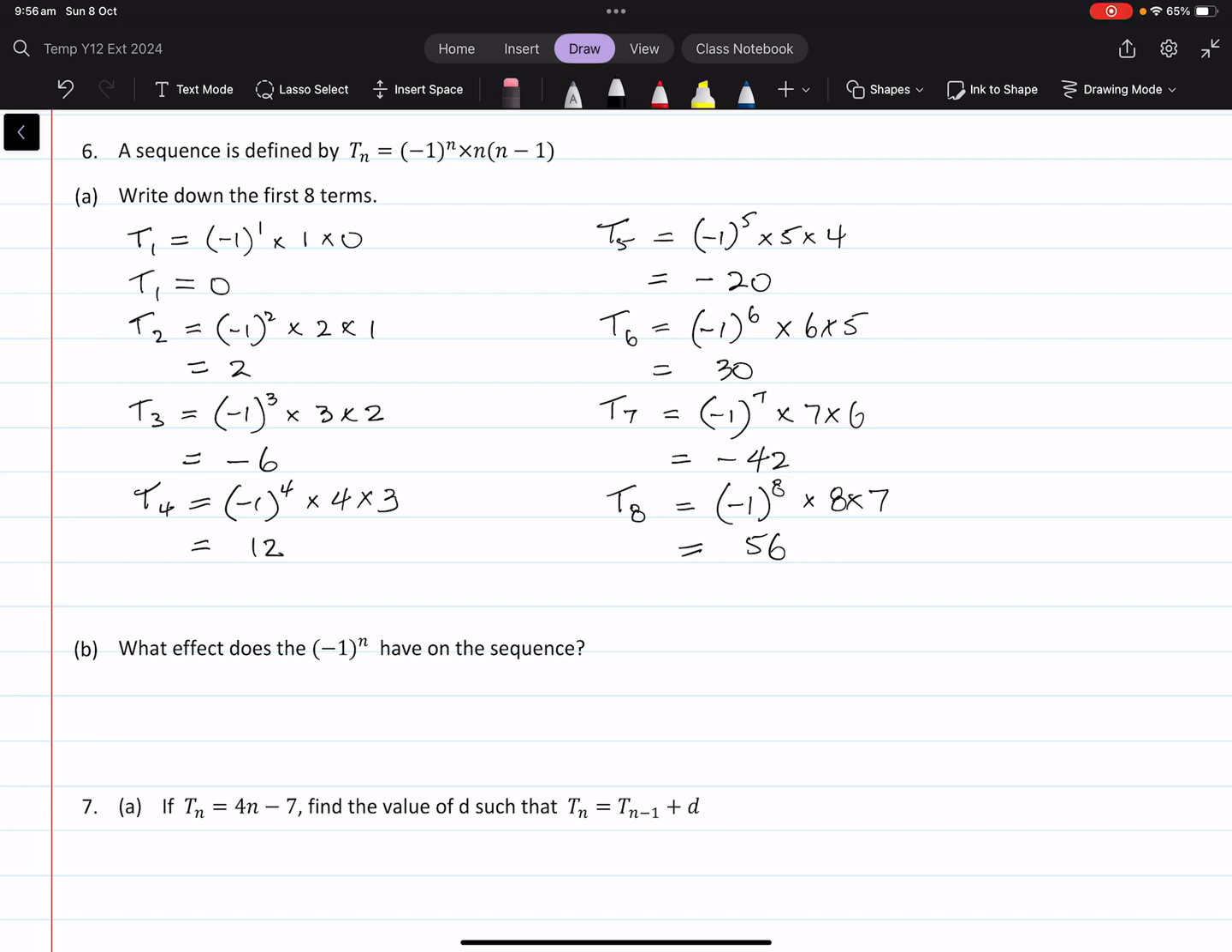So what effect does the -1 to the n have on this sequence? Well, you'll notice that -1 to the 1 is negative, -1 squared is positive, -1 cubed is negative, -1 to the 4 is positive. So what it does is it makes the sign of the sequence alternate between positive and negative.